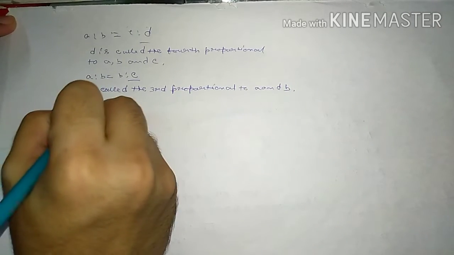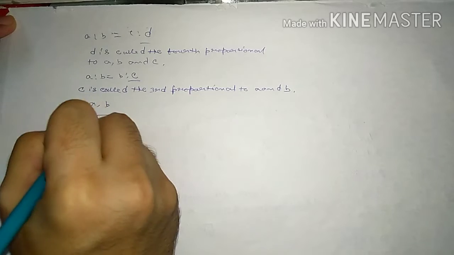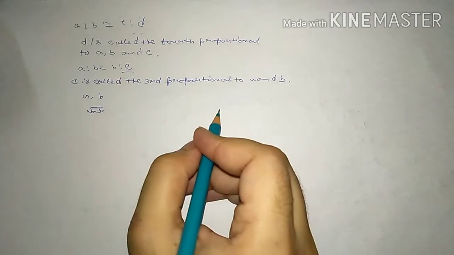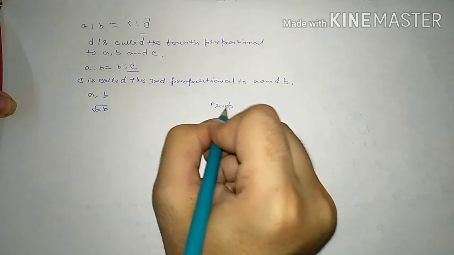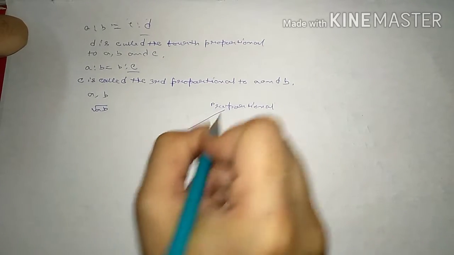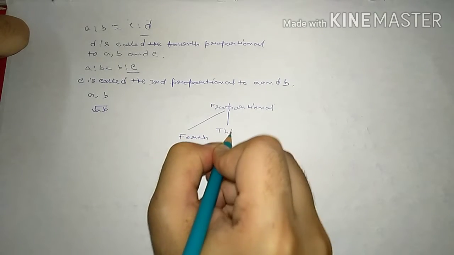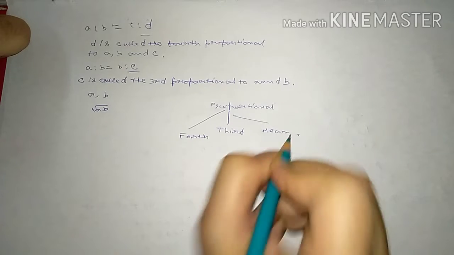Now let us consider two terms A and B. The mean proportional between A and B equals root over AB. So here we have discussed three types of proportionals: one is fourth proportional, one is third proportional, and another is mean proportional.